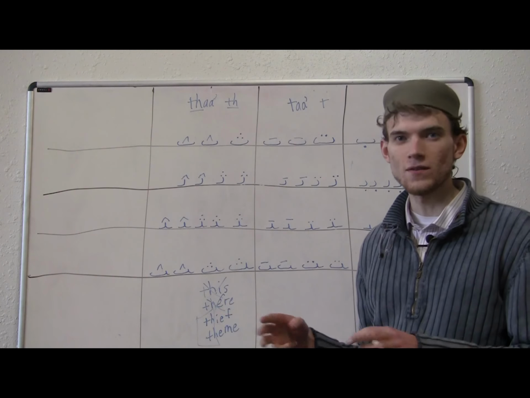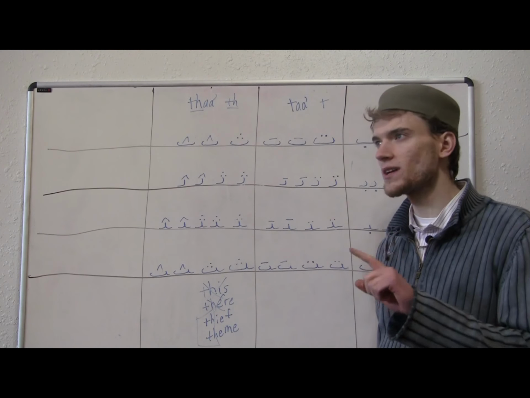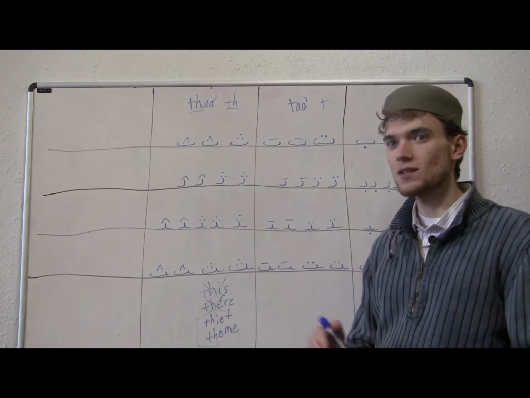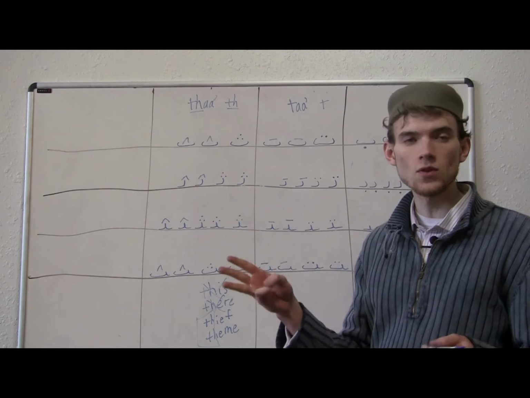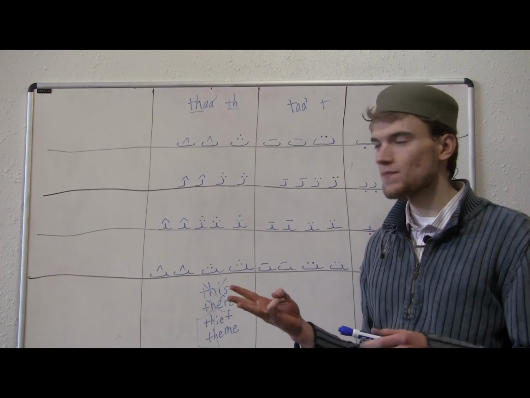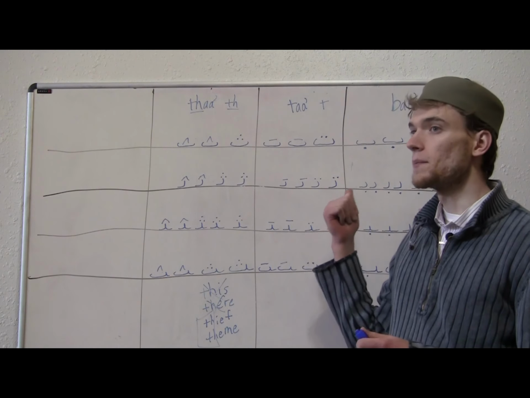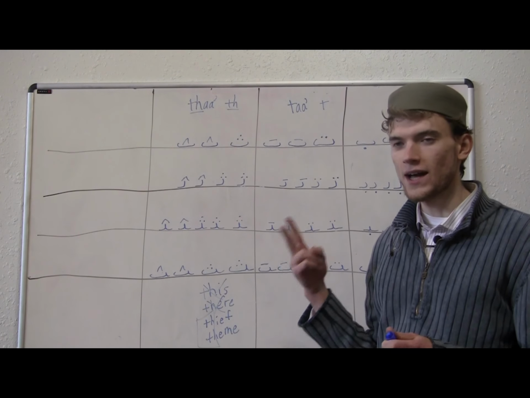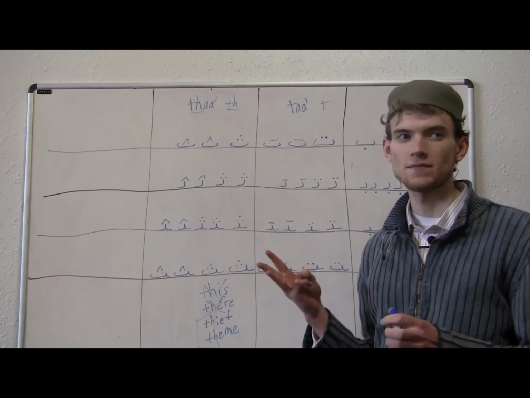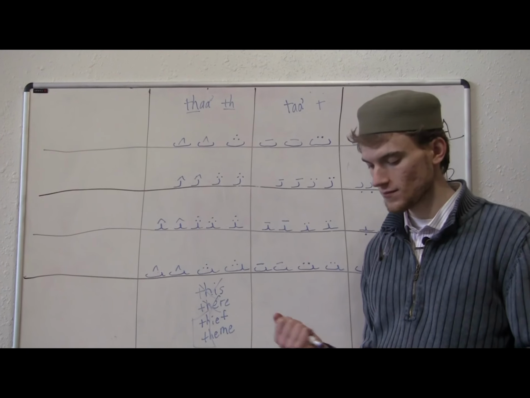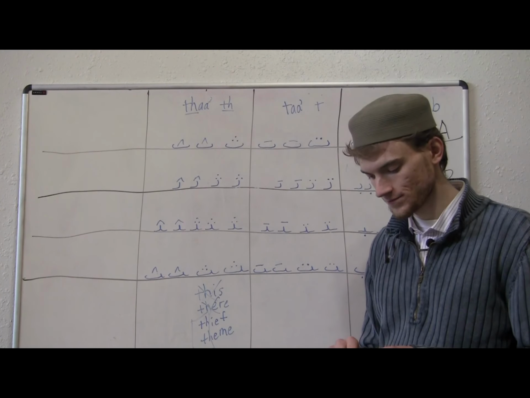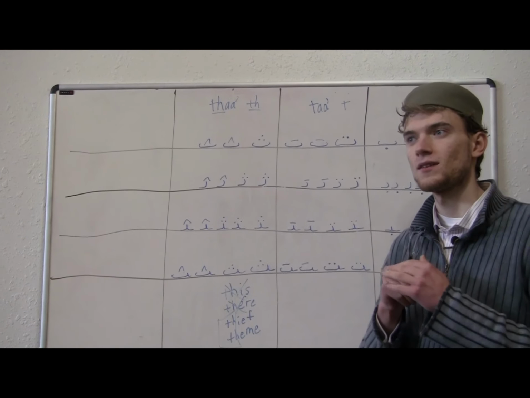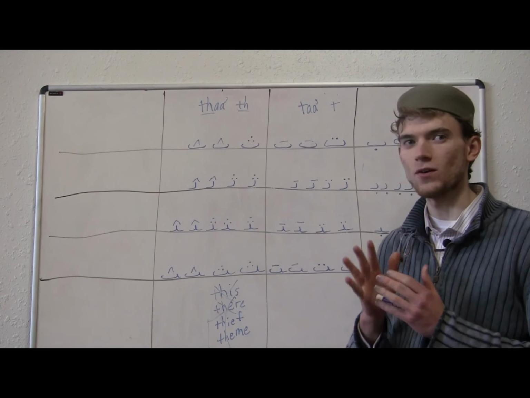Also helps you if you're having trouble remembering which one is it, the ta or tha, that this letter symbolizes. You think three, because it has three dots. Three, right? One dot below the line for ba, two dots for ta, and three dots for tha. So any questions about these before we go on to some vowels?